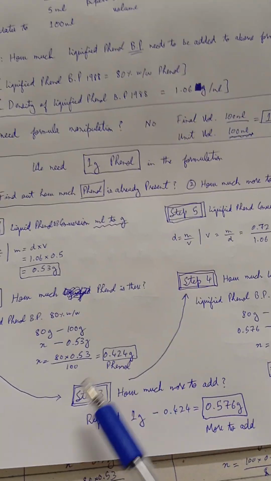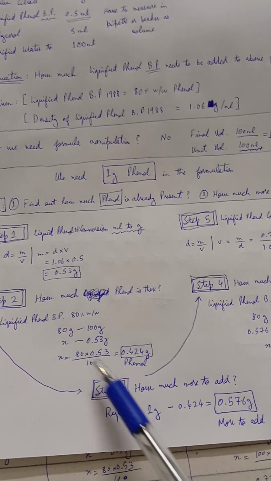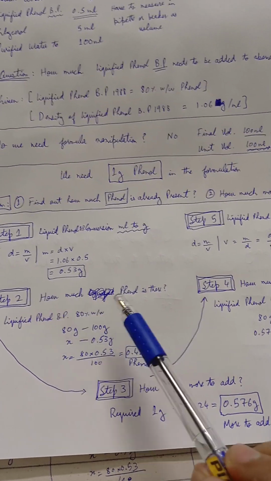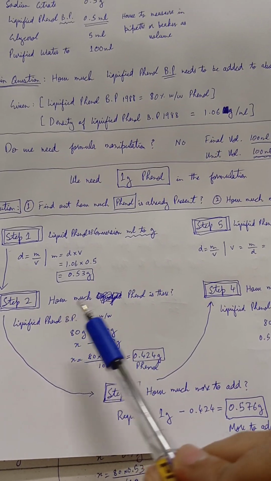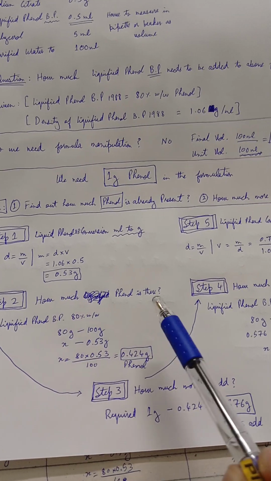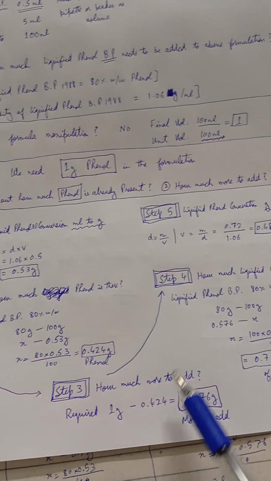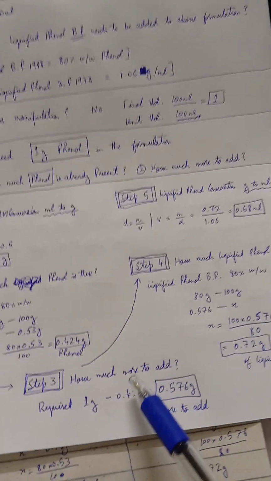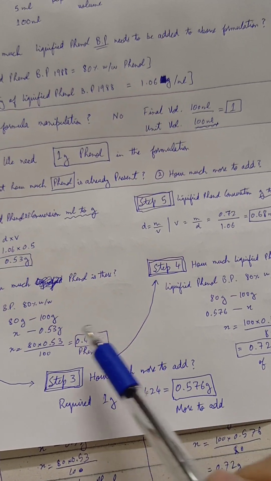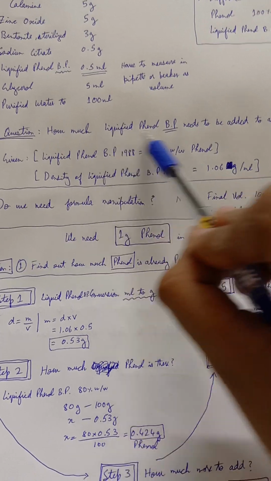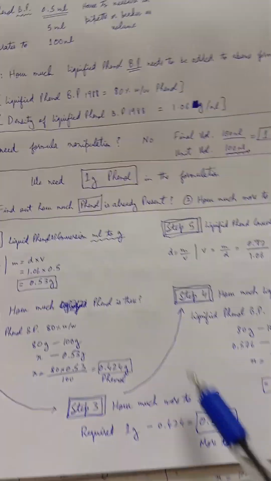The next part is going to be in reverse. Now we have dived down, now we are going up. Here we found out how much phenol is there. Now we are going to find out how much liquefied phenol, because we are talking about phenol now. We go back into liquefied phenol because they require us to answer for liquefied phenol.